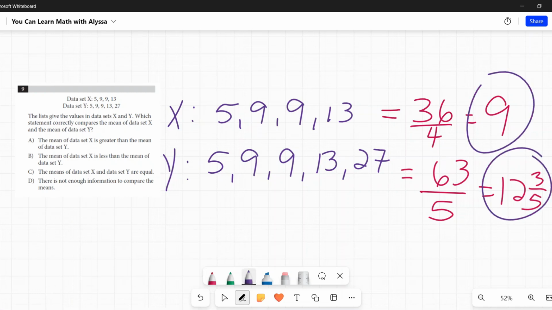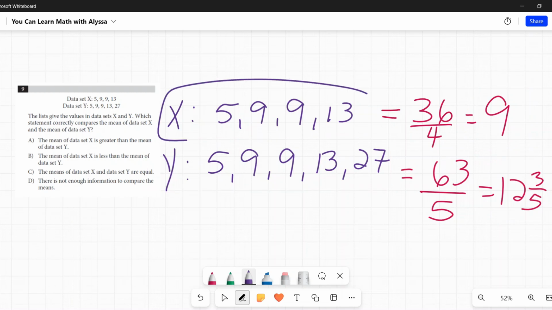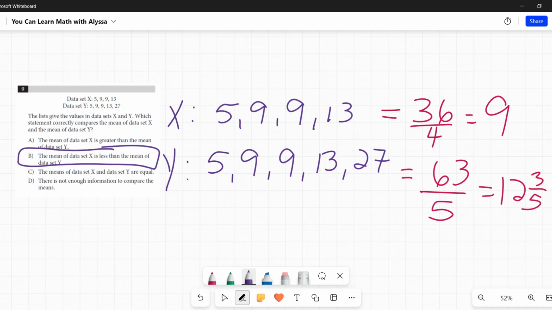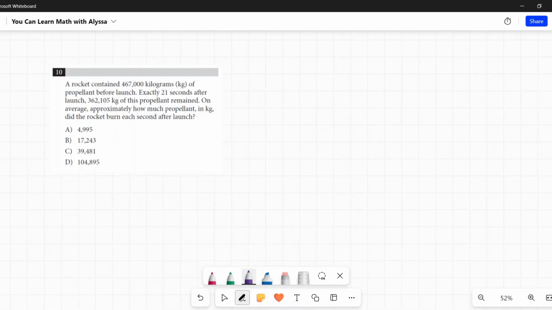So yes, our means here are 12 3/5 and 9. We can absolutely see that the mean of data set Y is greater than X. X is less than Y. So let's look at our options here. These are the only 2 that are saying greater than or less than. And there it is. The mean of data set X is less than the mean of data set Y. That is my answer. Again, whichever way you choose to do it is fine. It doesn't matter. All we care about is that you get the right answer, right? Right. Moving on.